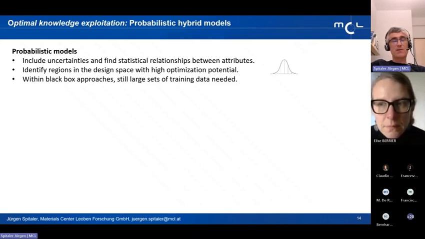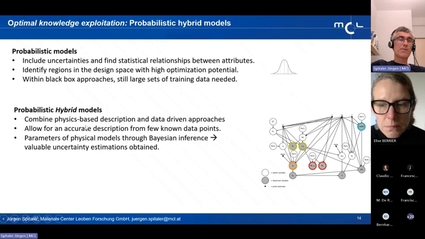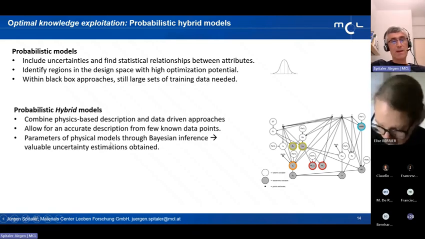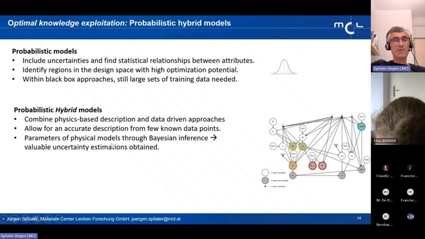However, if you use them in a really data-driven way, they need a lot of training data, so they're still not suitable for our situation. That's why we use probabilistic hybrid models. In hybrid models, we combine physics-based description and data-driven approaches. Hybrid models allow for an accurate description from few known data points.